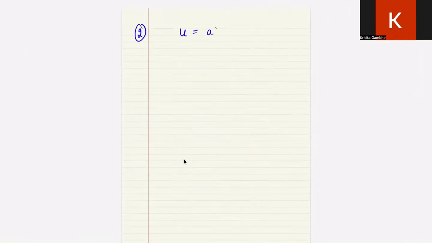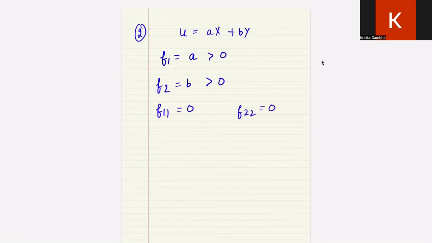Let's take an example of perfect substitutes. Okay, so the first job is to find f1. I'll solve this with you simultaneously. So now f1 की value a हो जाएगी greater than 0, f2 की value b हो जाएगी again greater than 0, f11 की value 0 होगी, f22 की value 0 होगी, f12 की value 0 होगी.